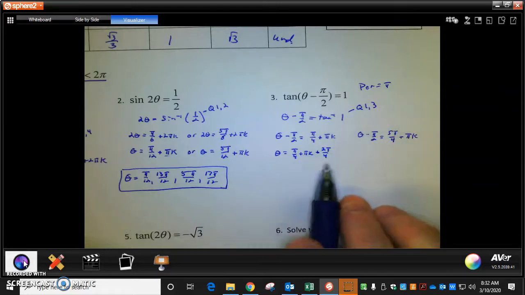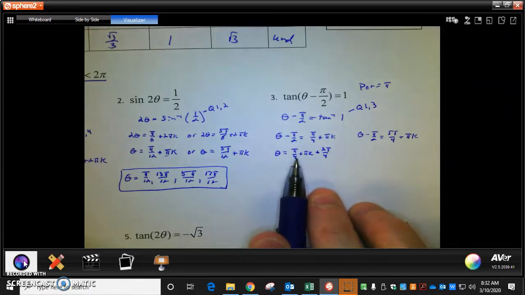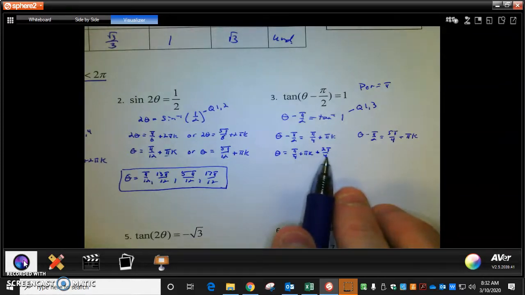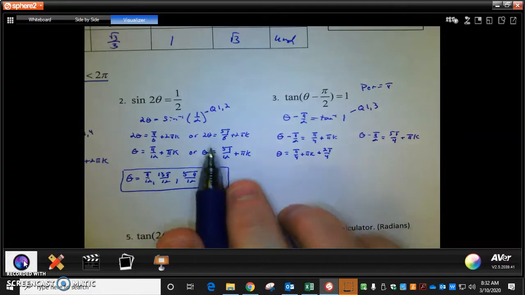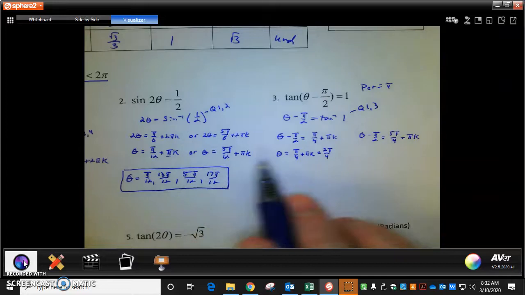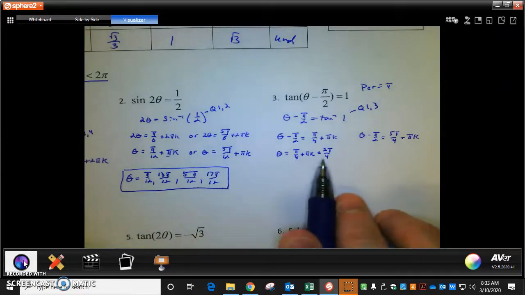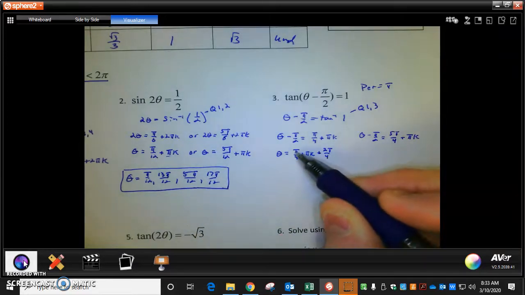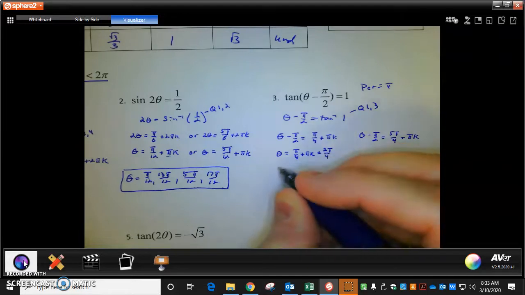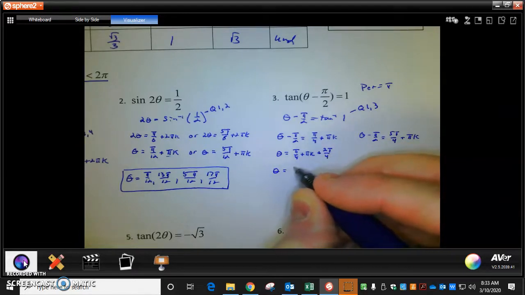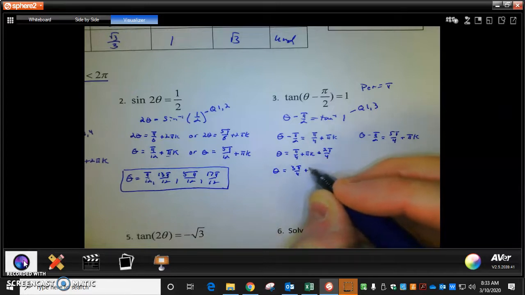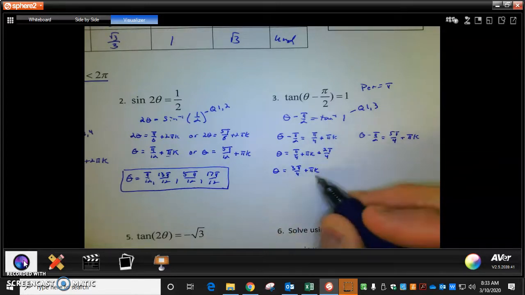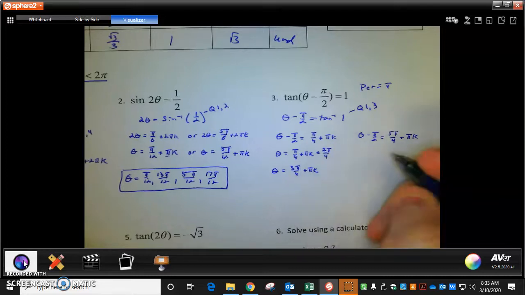Now, this may look a little weird. When you add these, you don't distribute. Okay? So on the other problems where we had to, like this one where we had to divide by 2, we divided everything by 2. But this one, you're only going to combine like terms. So this 1/4 and that 2/4 are going to get added together, and you're going to get 3 pi over 4. And you're still going to have this plus pi k. That isn't going to get affected by adding those two.